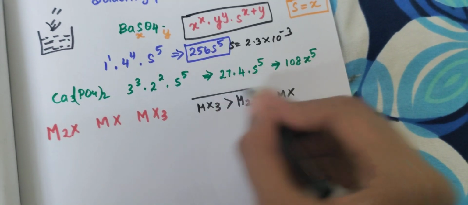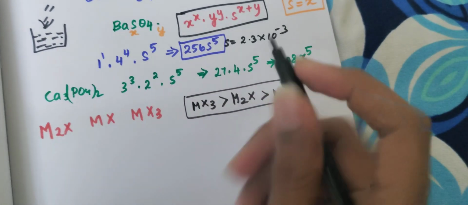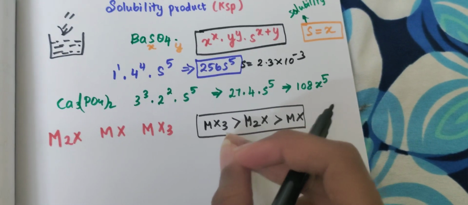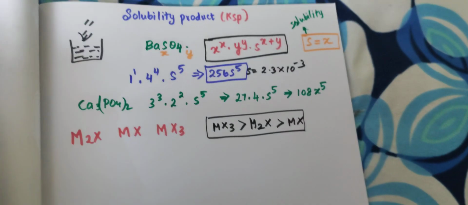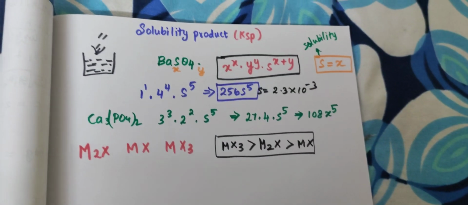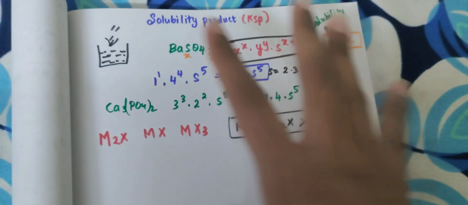So this order also you have to remember, because they will be giving the actual compounds, and using the actual compounds you have to obtain these formulas and then make the order. Let me try to give some example. All right, let's move on.